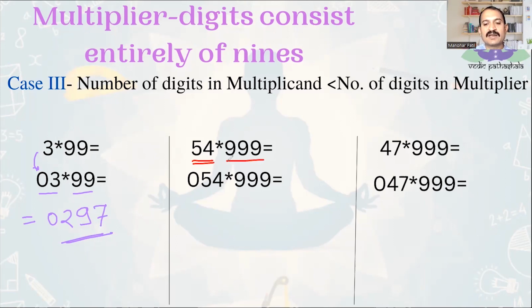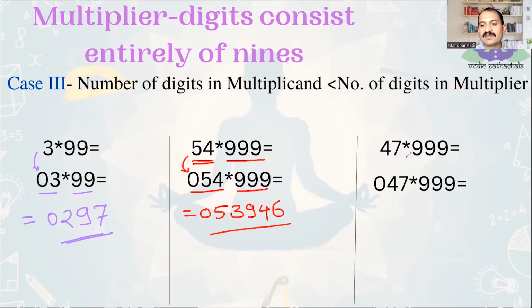54 into 999. So convert this 54 into 054. So first thing is reduce 1 from the multiplicand. 053. And now subtract this number from 999. 9 minus 0, 9. 9 minus 5, 4. And 9 minus 3, 6. So this is your answer.